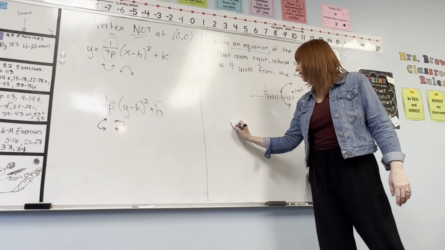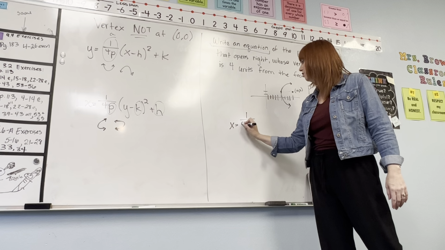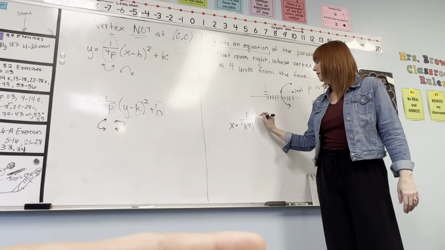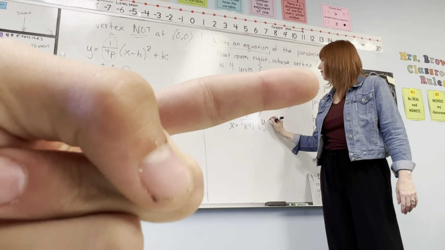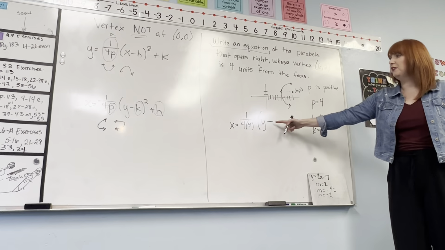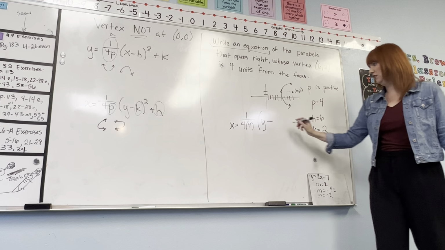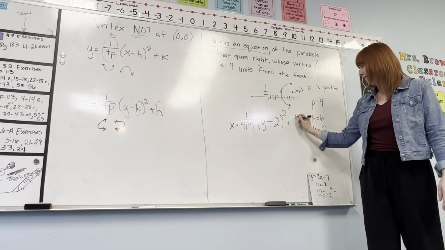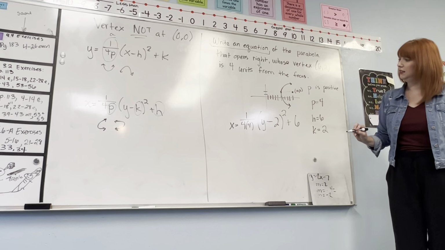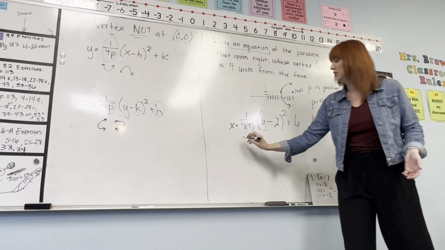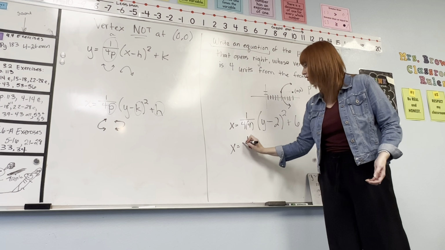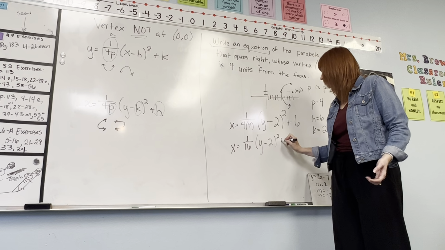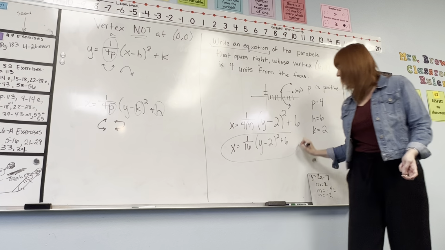So we've got X equals 1 over 4, P is 4, times Y minus, this is why it flips the sign, Y minus K is 2, plus 6. And then if there's anything to simplify, we'll just make this 16. And there's the equation.